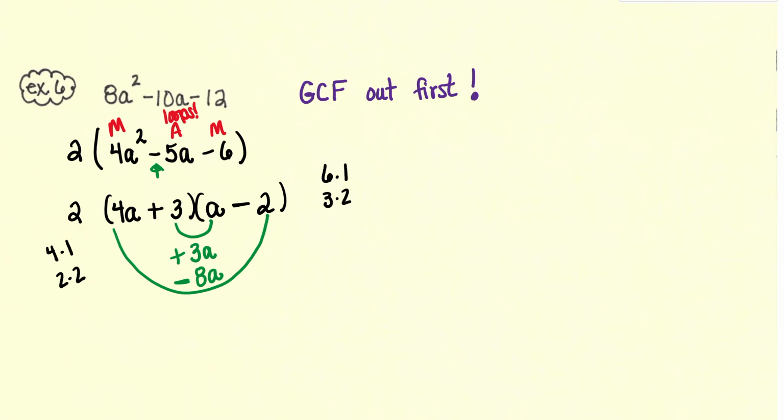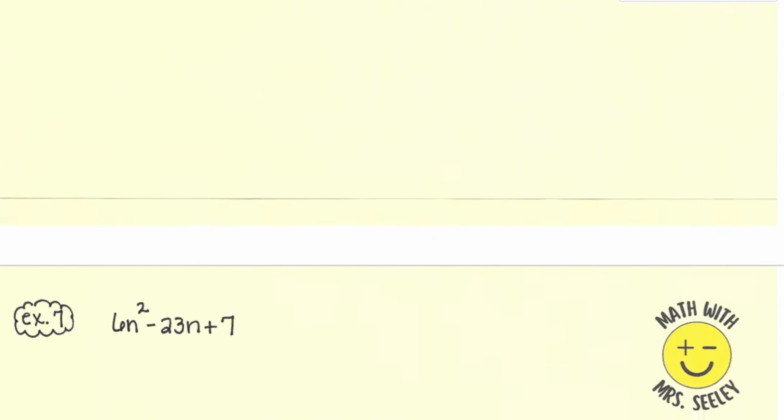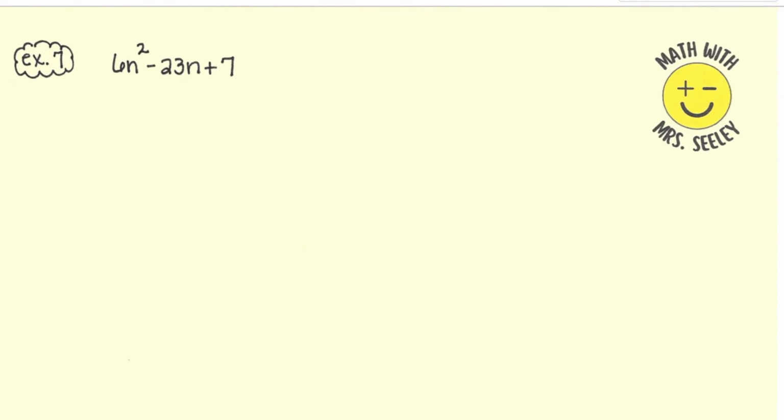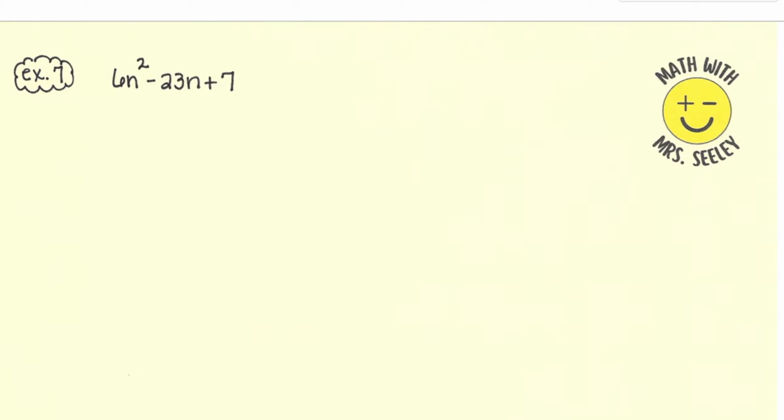Now you still want to kind of check, because remember, we got to multiply to get a -6. And 3 times -2 does multiply to get -6, while those added to get -5. Let's take a look at number 7. And if you feel comfortable, you could pause the video, try it on your own, and then come back and check with me.